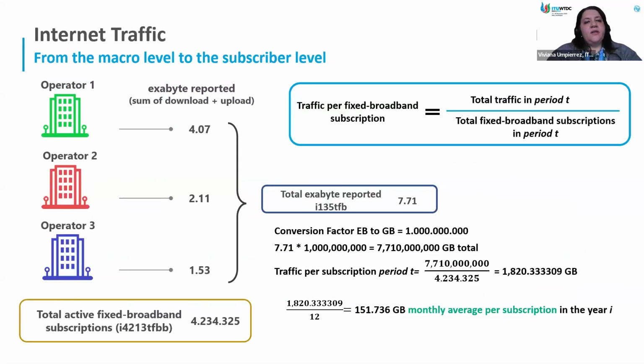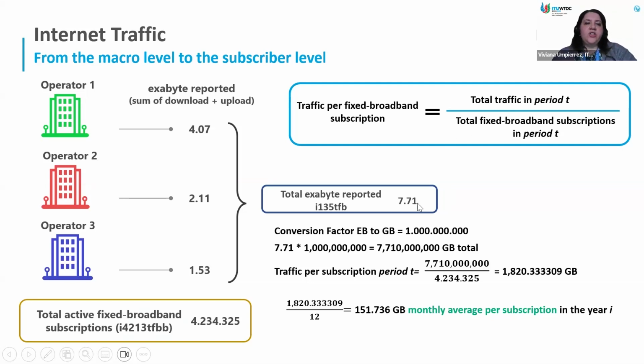And the important thing: you will receive the traffic in exabytes, but you have to make sense of it at the subscriber level. How can I convert to the subscriber level? The important thing here is that you can convert the total in exabytes into traffic at end user level, subscription level, in gigabytes. How would you do that? It's a simple formula. You take the total traffic.